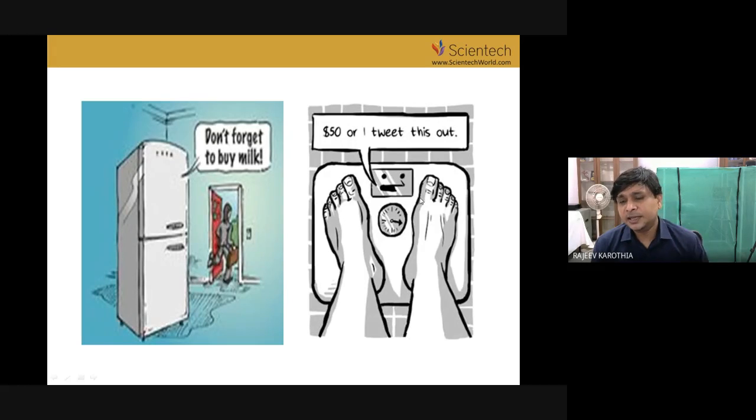But sometimes it gives you some problems, like this device. Suppose this device is IoT enabled, and some heavy person stands on it, so it will tell you, your weight is 110 kg. So just give me $50, otherwise I will announce that your weight is 110 kg. So this kind of thing is going to happen in this IoT.